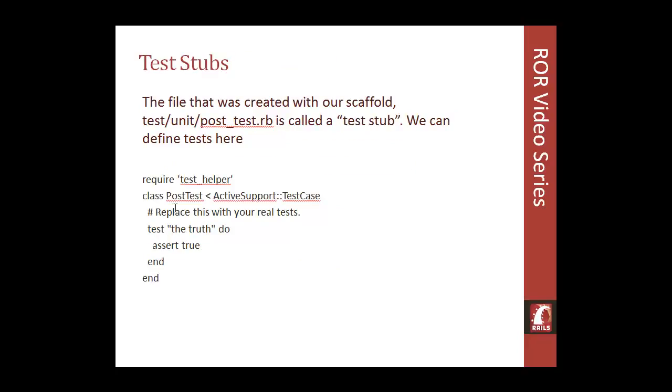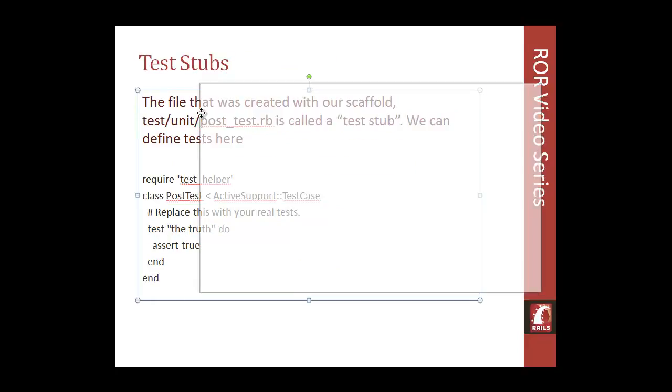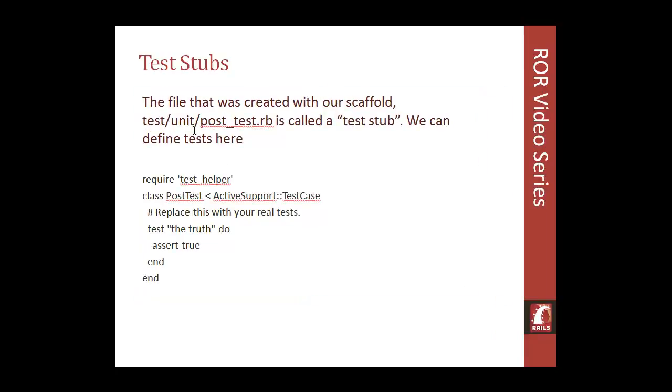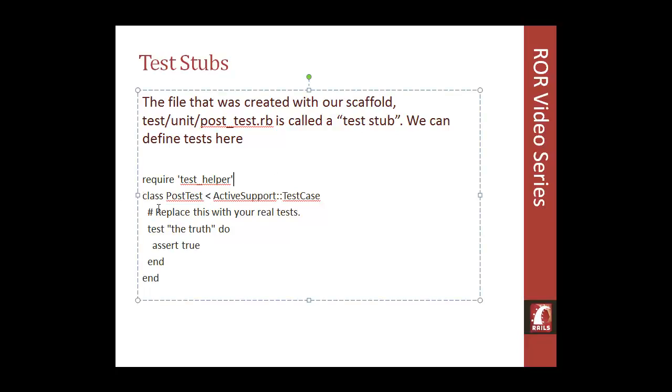Test stubs. The file you see here, the post_test.rb, is in the test unit folder. These are called test stubs, and this is where we define our tests. This is what's there by default. If we open our post_test.rb file, this is what we'll see.